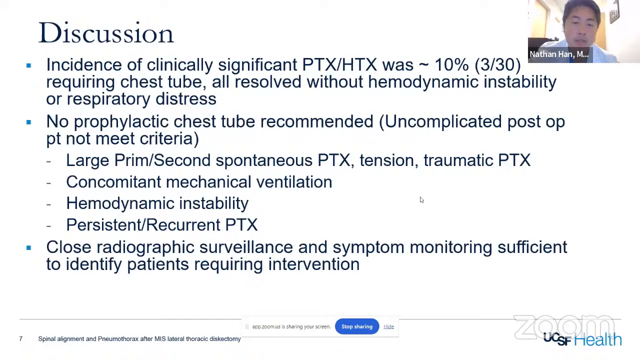And one thing to note is that out of the 3 patients that required a chest tube, only one was actually related to the immediate surgical approach-related pneumothorax. The other one was a contralateral pneumothorax due to line placement, and another one was a delayed development of a hemothorax.